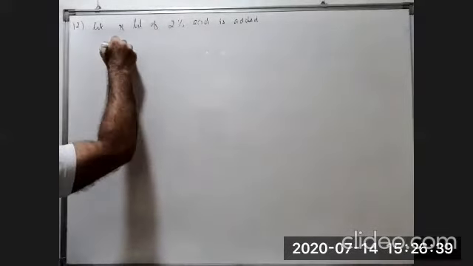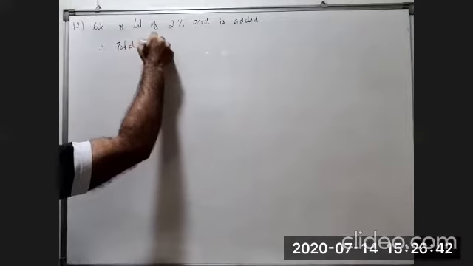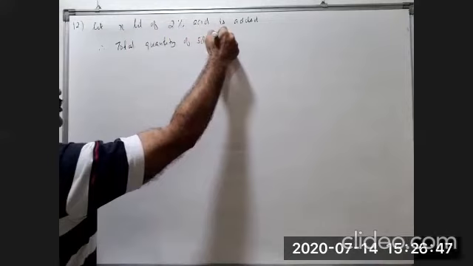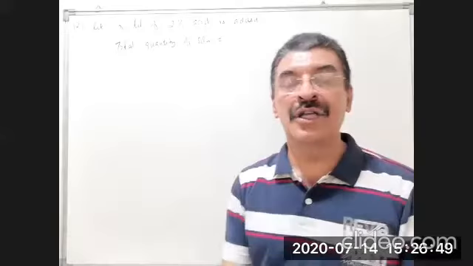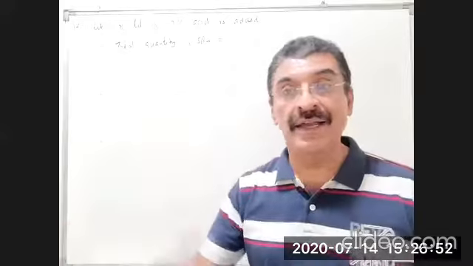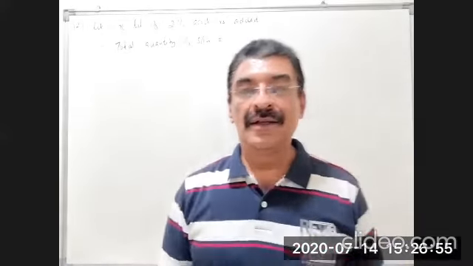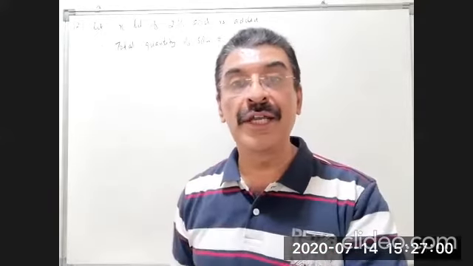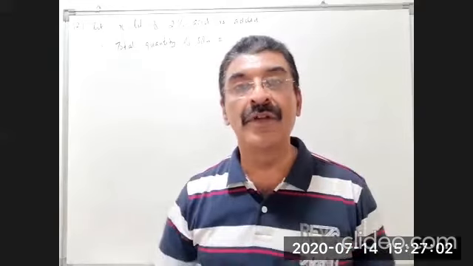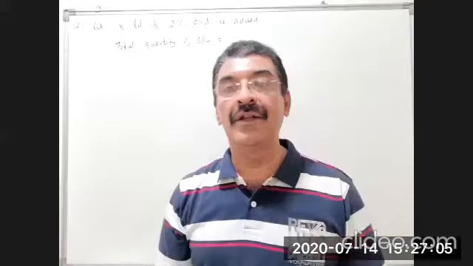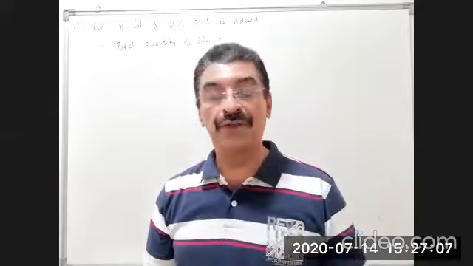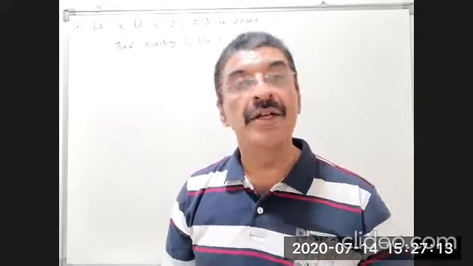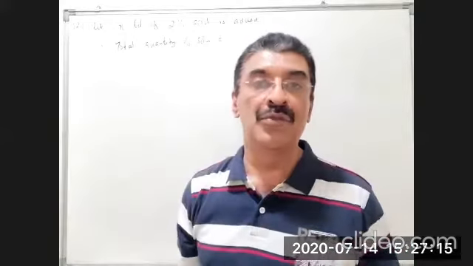Therefore, the total quantity of solution. What is the total quantity of solution? We added X liters. Read the question. The total quantity is 640 plus X. Why 640 plus X? Because already we have 640 liters in our hand. To that, we are adding X liters more.